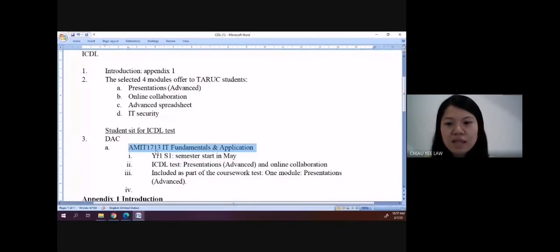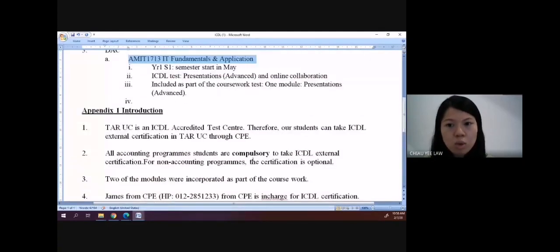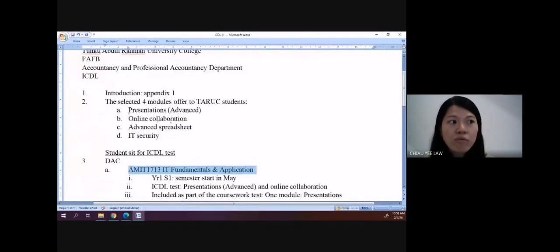Now is a better time for you all to take it up. Otherwise, in future, after you go for ACCA, you will still need to do it and it will cost extra: 600 ringgit for the exam fee plus a 26 ringgit admin fee. So about 626 for one module, and you need to take four modules.